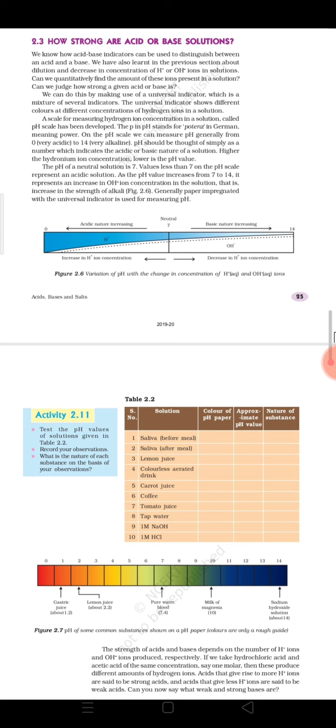So the first statement is saying we know how acid base indicators can be used to distinguish between an acid and a base. That means we have discussed a lot of indicators. Some are synthetic indicators, some are natural indicators, some are olfactory indicators. But with the help of those indicators, we can only distinguish whether a substance is acidic or basic in nature. We won't be able to say anything quantitatively.